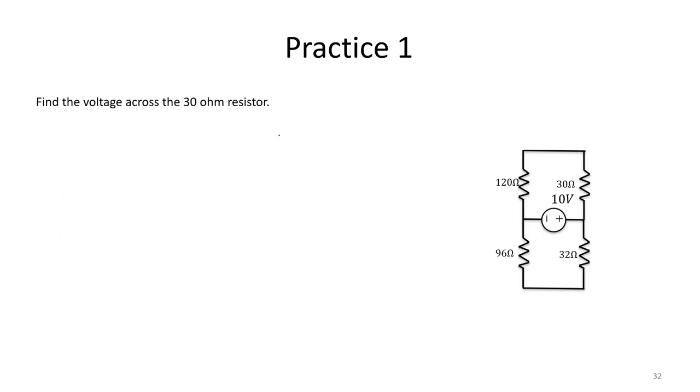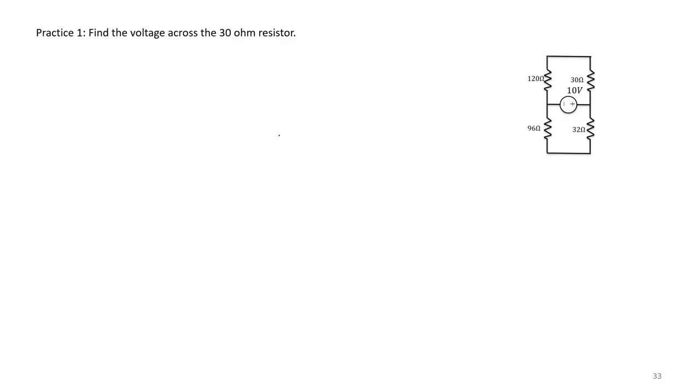Let's go ahead and start with practice question 1. Here we have a bridge circuit, and we are being asked to find the voltage across the 30 ohm resistor. Take a moment and pause the video if you'd like, and then you can check out your answer against mine. So there are many possible approaches for this practice question, but my recommended approach is to use voltage division.